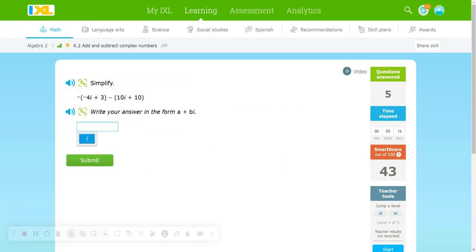It said good job. So now you have parentheses again, but this time they give you the negative sign in front of the parentheses. So when you open it, everything inside has to change the sign. Take a look here. Negative 4i becomes plus 4i. Plus 3 becomes subtract 3. 10i becomes subtract 10i. And then number 10 becomes subtract 10.